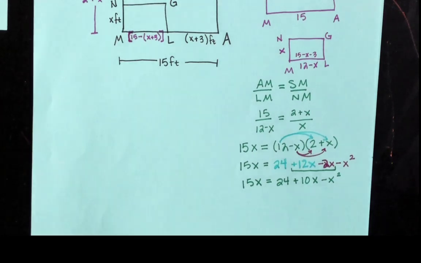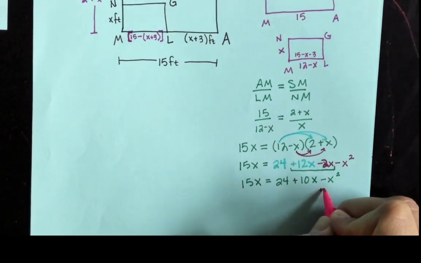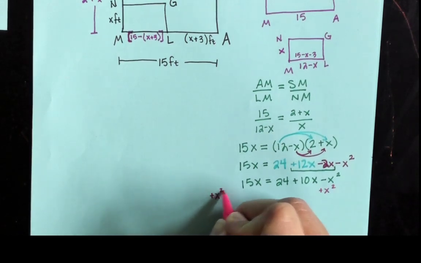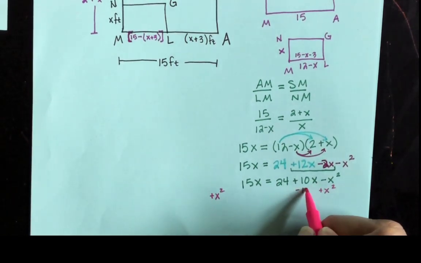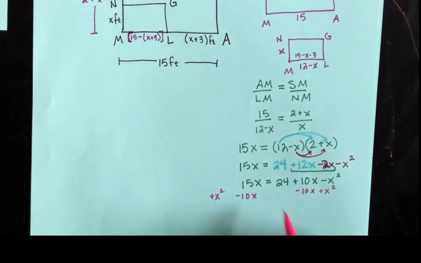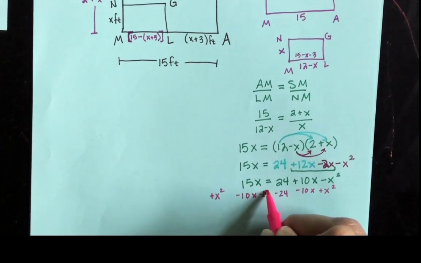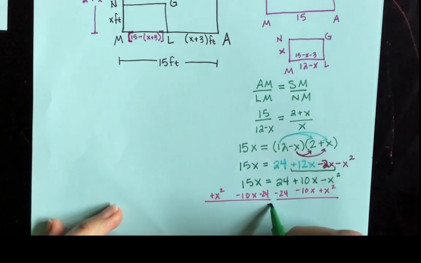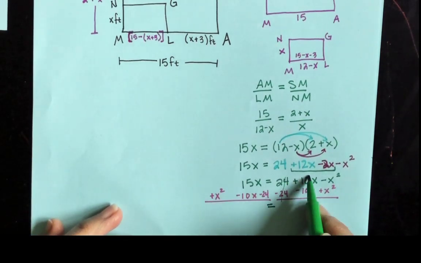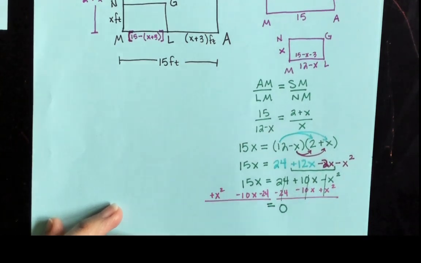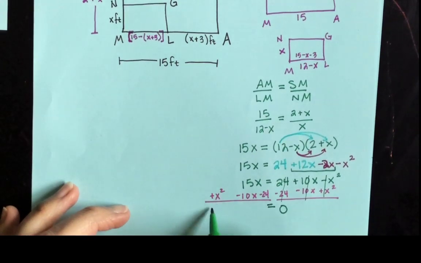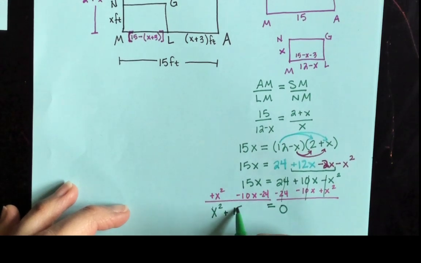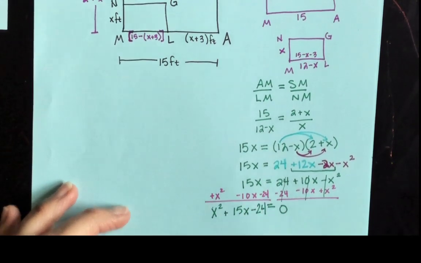So in order to move everything to one side, I'm going to add x squared to both sides. I'm going to subtract 10x, and we're going to subtract 24 from both sides. Lining up my equal sign, all of this is going to cancel. We want all quadratics to equal 0. And on this side, I now have a positive x squared. 15 minus 10 is now a positive 5x. And we don't have any other numbers to match up with minus 24, so we now just have our minus 24.